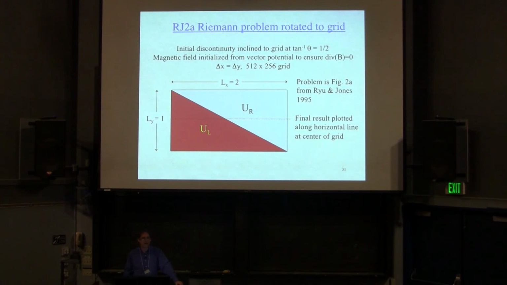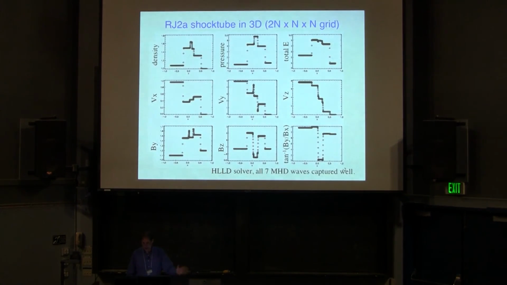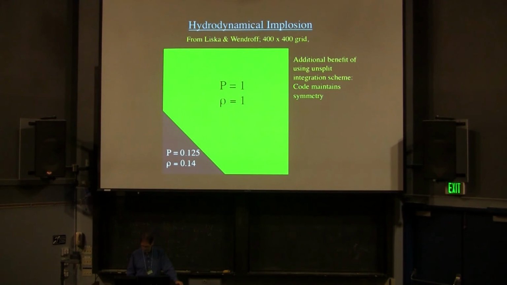Riemann problems are a classic way of testing these codes. There's this Ryu-Jones paper, which is now famous for presenting a whole bunch of analytic solutions for MHD Riemann problems. I won't show you that. I'm going to jump ahead to some more interesting things.